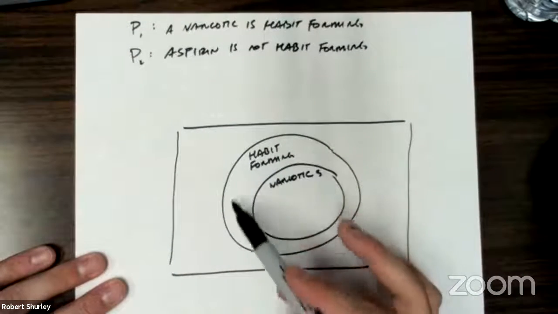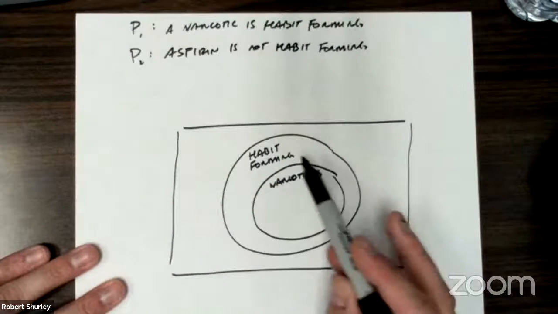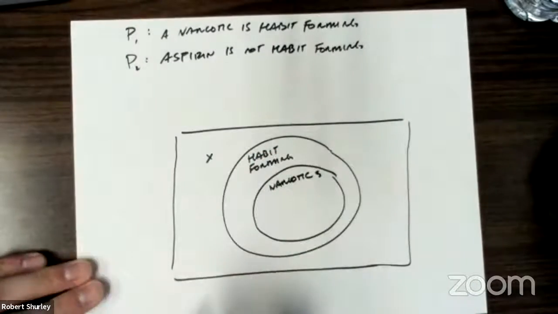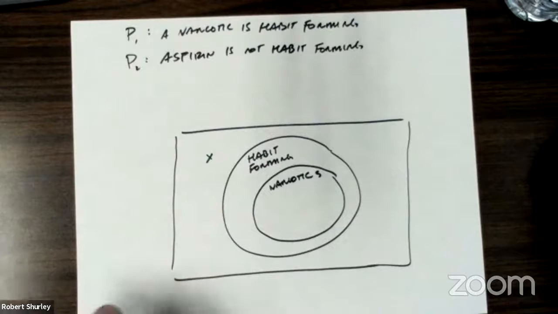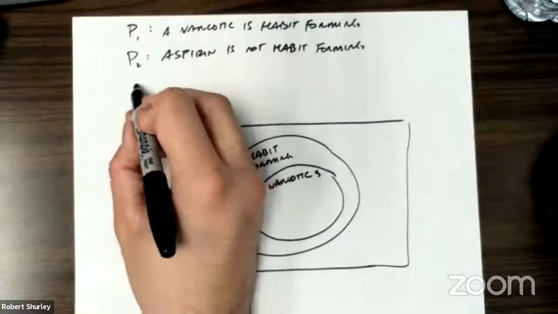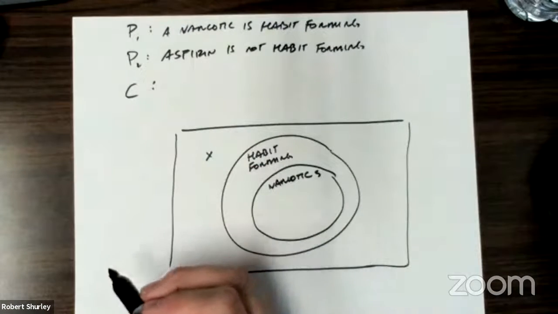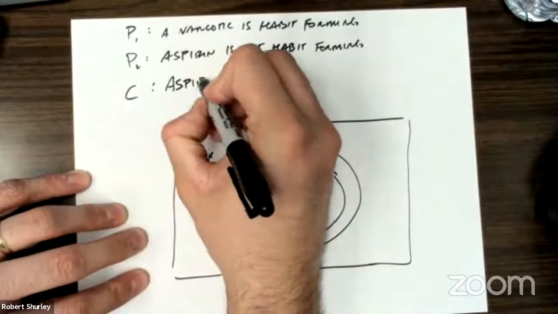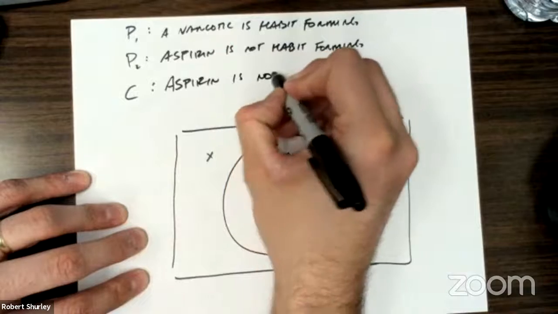Okay, well, if aspirin's not habit forming, it can't be in this bubble. So I can state right now, aspirin's out here, right? Because it's not habit forming. So the conclusion is that aspirin is not a narcotic. Yes, we can conclude that.